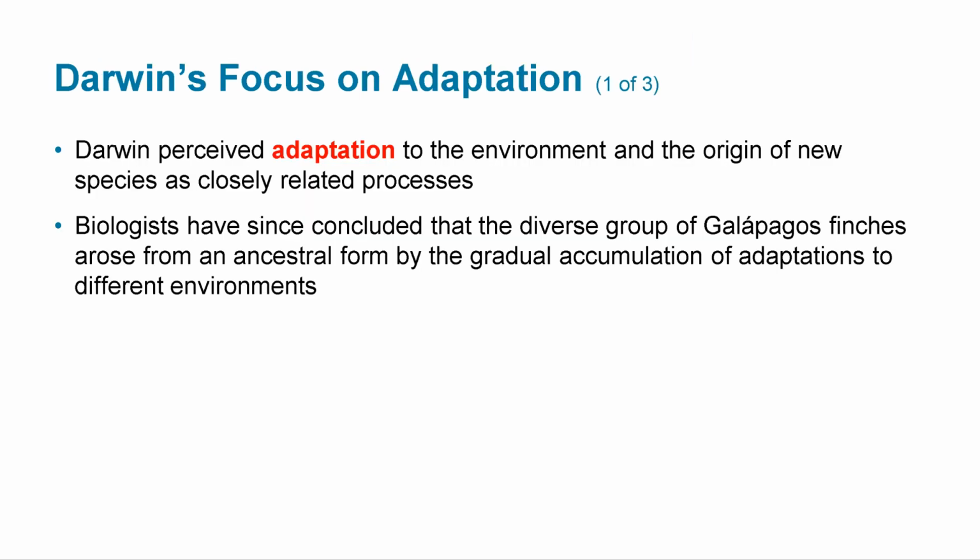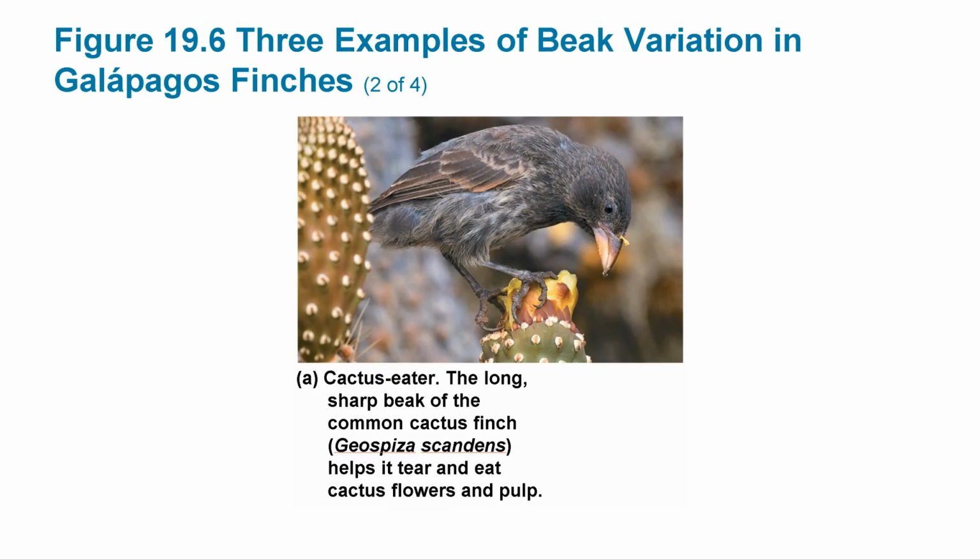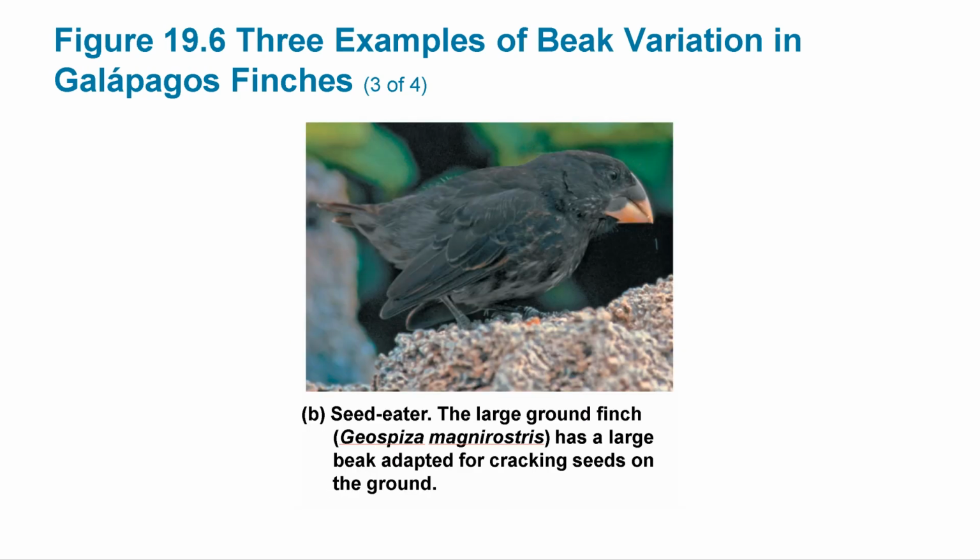So Darwin perceived adaptation to the environment and the origin of new species as closely related. You have to be able to adapt, which is new traits that help you be fit. And so adaptations include, and he documented this, Darwin did, finch beaks. And so you have the cactus eater, which is the long, sharp beak. Helps it tear and eat up flowers and pulp. Then you have the seed eater, which has a large beak adapted for cracking. Adapted, right? Key word, adapted.